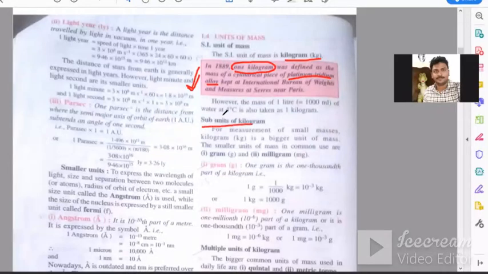Next one, we are having subunit of kg. Now before that, there is one line given which is very important for you to understand. If you are having 1 liter of water, which is maintained at a temperature of 4 degrees Celsius, then its mass can be taken as 1 kilogram. Now why am I telling this 4 degrees Celsius? Because in chemistry you have heard about the anomalous expansion of water. So that's why you have to take water at 4 degrees Celsius, and then the volume of water is 1 liter. So the mass of water will become equal to 1 kilogram.